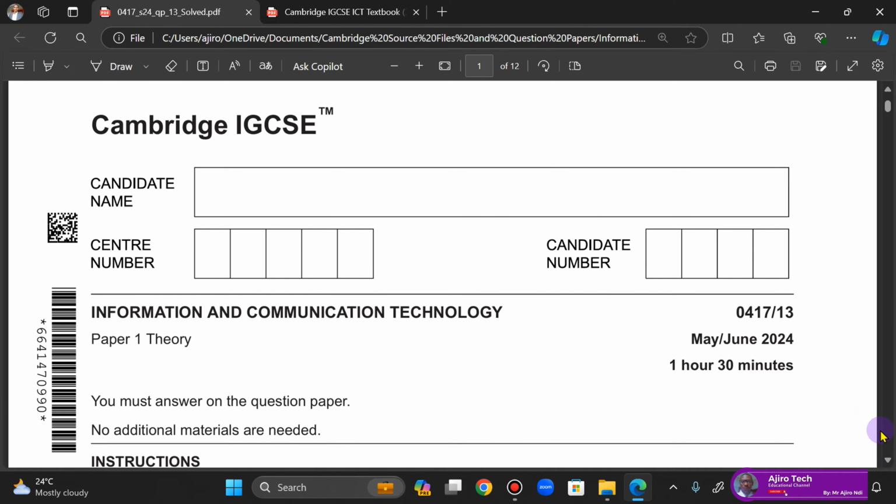But before we do that, let me just be a good student and write in my name under the candidate name section.